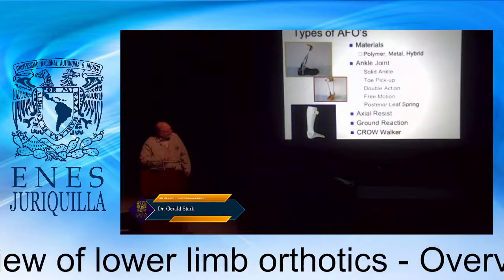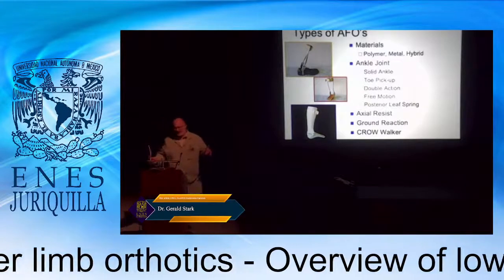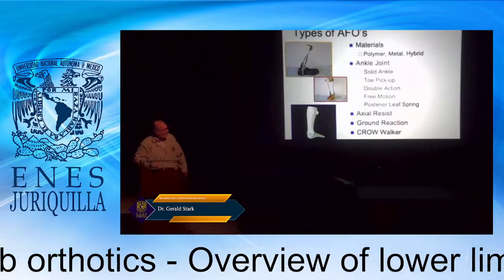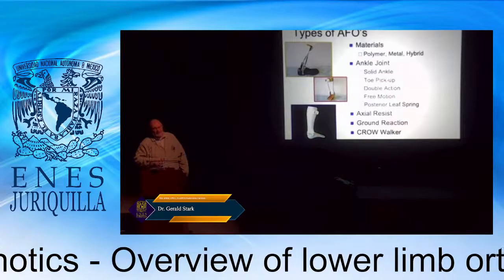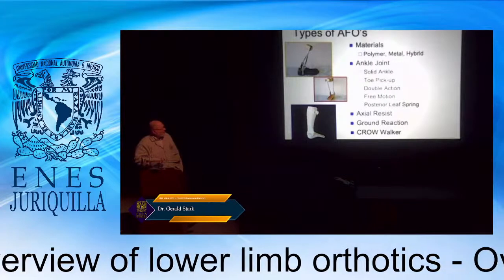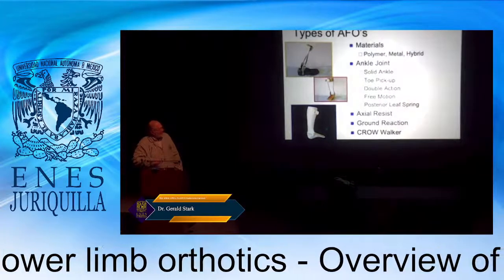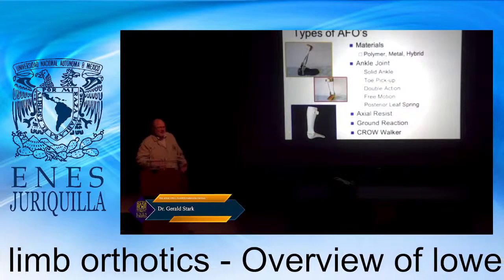So when we use plastic more, plastic has certain disadvantages. One is that it is weaker. Two is it really dampens motion. It doesn't impart any sort of movement. And so axial resistance is really better with the metal. And you get dampened movement, but you still allow movement.